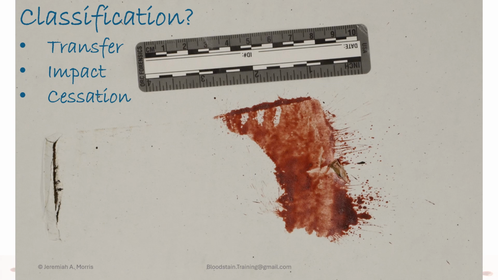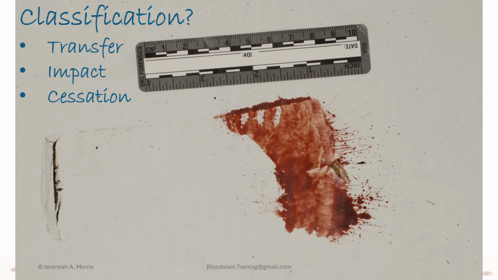Now, what about the circular to elliptical stains? Those could be associated with an impact, but we also have damage that's nearby. And for me, whenever I have a transfer stain as well as circular to elliptical stains adjacent to damage, one of the things that I have to consider is the possibility that we have a cessation pattern. So there are three potential patterns that are here: a transfer, an impact, and a cessation mechanism.